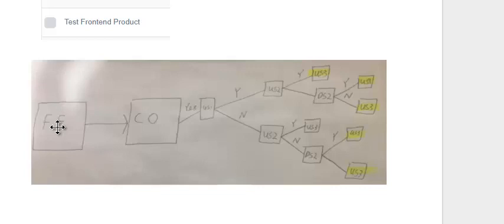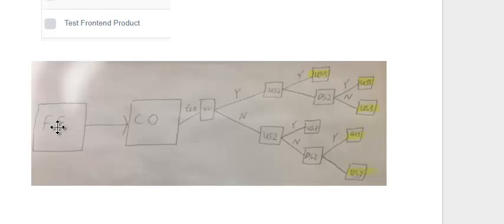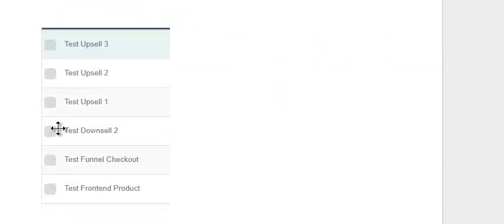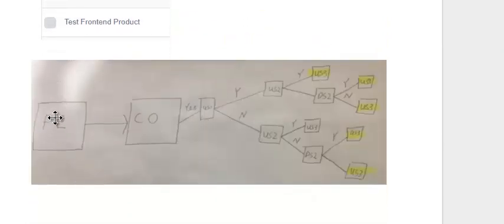And it's actually very easy to do that once you understand the mantra, which of course is upsell equals yes, downsell equals no. Everyone starts at the front end. Everybody then goes to the checkout, the CO. Okay, now at this point people can not check out or check out. So they've got a yes here, which leads to upsell 1.